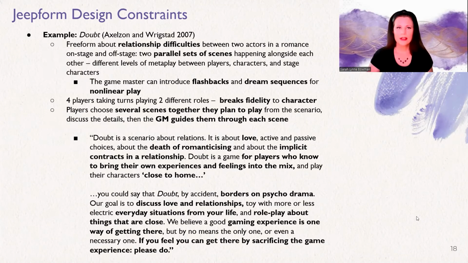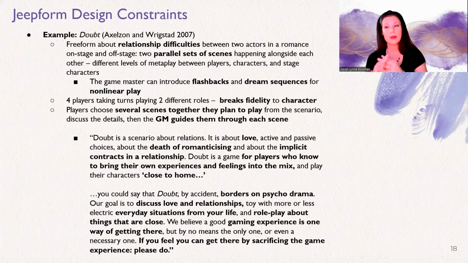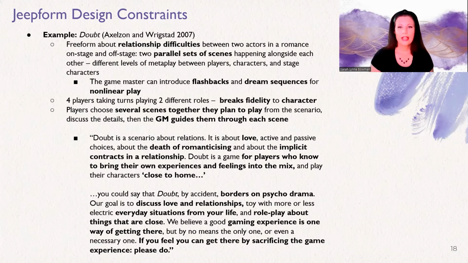Okay, so an example scenario is Doubt, which was written in 2007 by Axelzon and Wrigstad. This is a freeform about relationship difficulties between two actors in a romance that are on stage and off stage. So you have these two parallel sets of scenes happening alongside each other, and there are different levels of meta play happening. There's meta play between the players, there's meta play between the characters, and then there's also meta play between the stage characters that they're enacting. The game master can introduce flashbacks and dream sequences. So while the majority of the play is linear, there's also non-linear play that can be introduced.